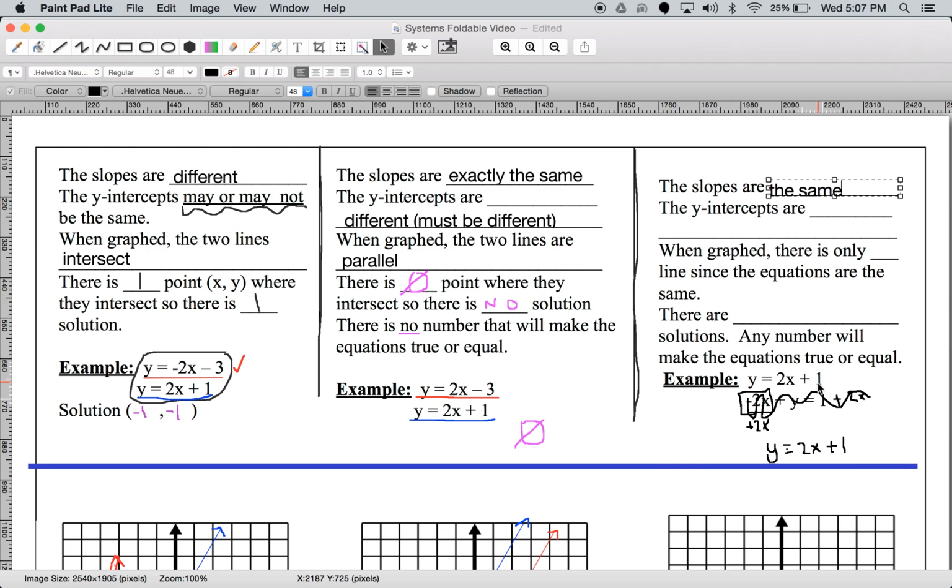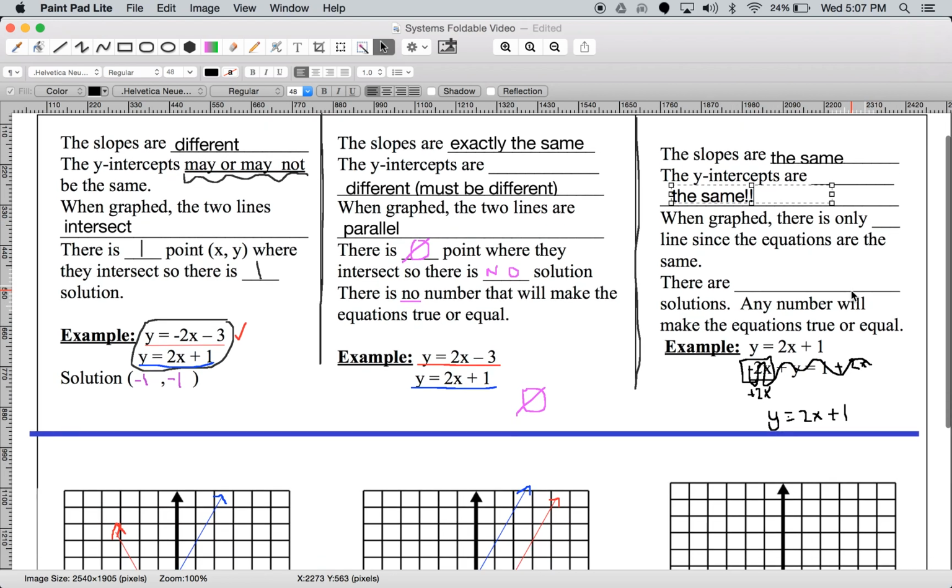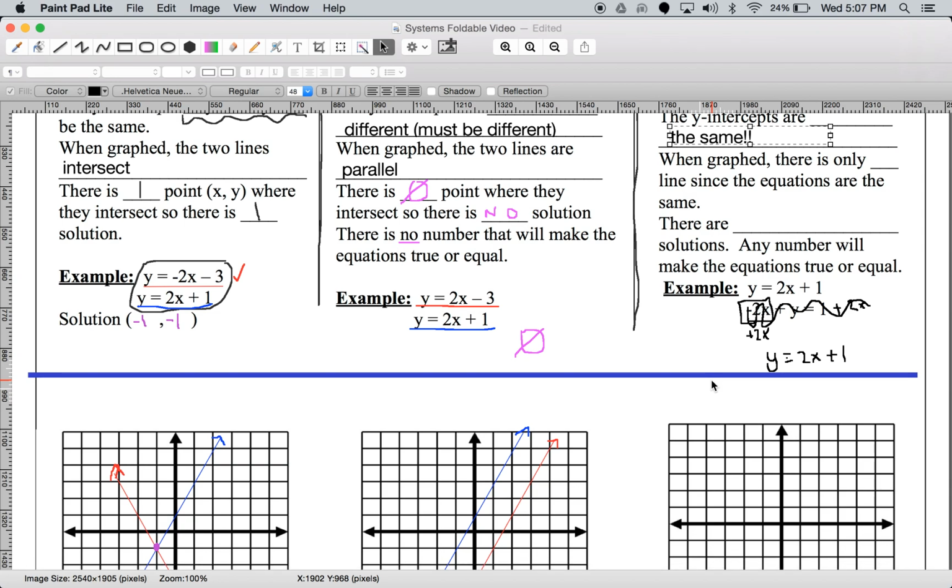The y-intercepts, what about the y-intercepts do you notice here? Hopefully you said they're the same. The y-intercepts are the same. When graphed, there is only one line. So let's go ahead and graph these two.